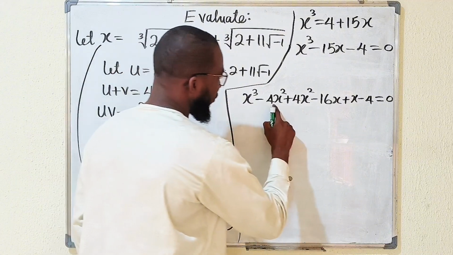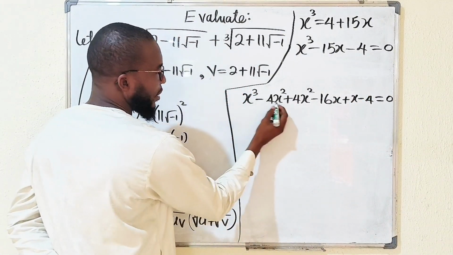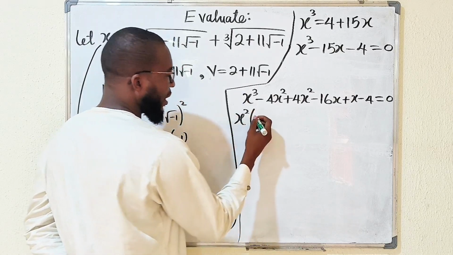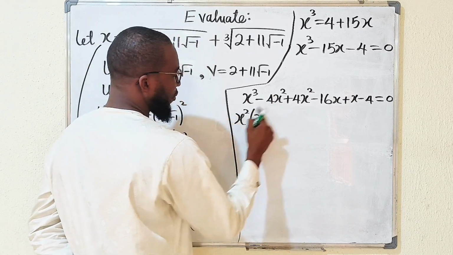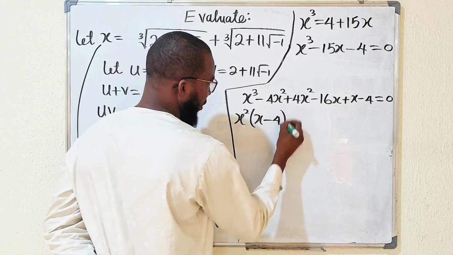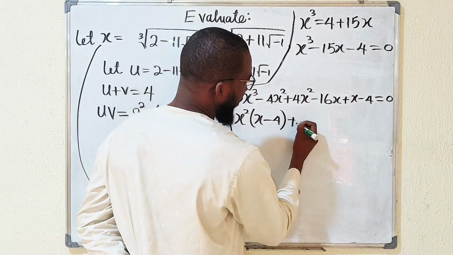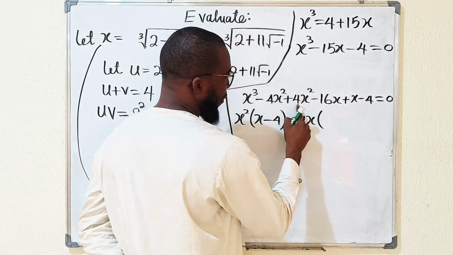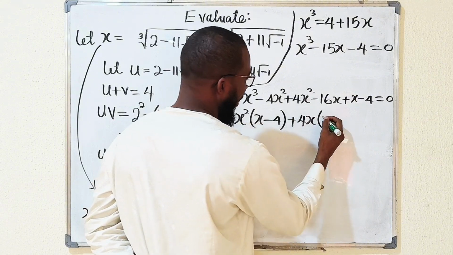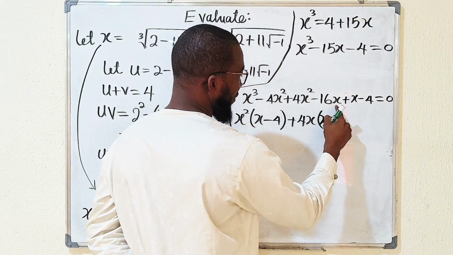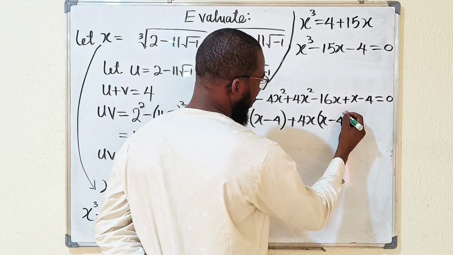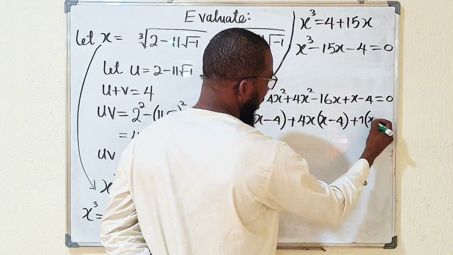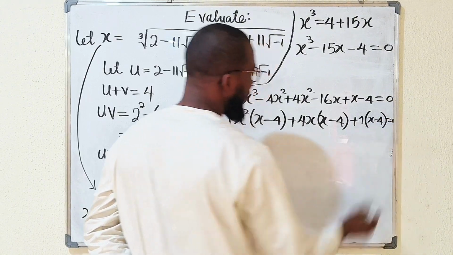So by grouping, first 2, second 2, and third 2, from these 2 we have x squared in common. In bracket, x cubed divided by x squared is x. X squared cancels x squared, we have minus 4 here. Then from the second term, we have 4x in common. Then 4x squared divided by 4x is x. Negative 16x divided by this is negative 4. Finally, we have plus 1 because these two have 1 in common. x minus 4. This is equal to 0.